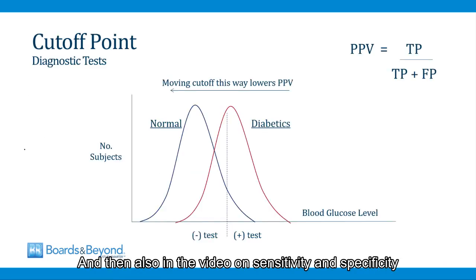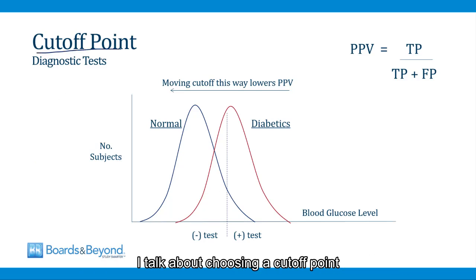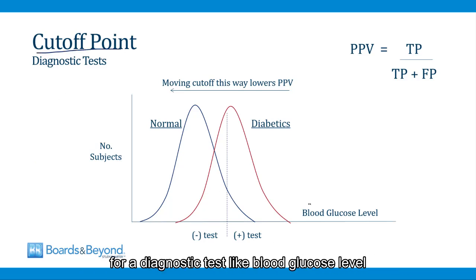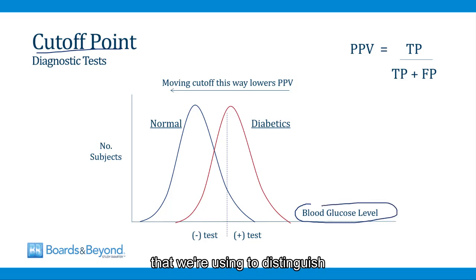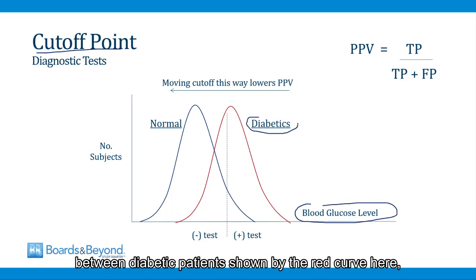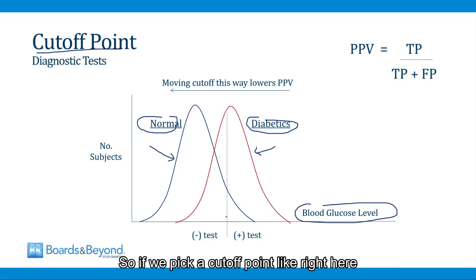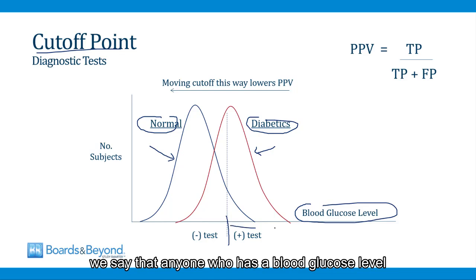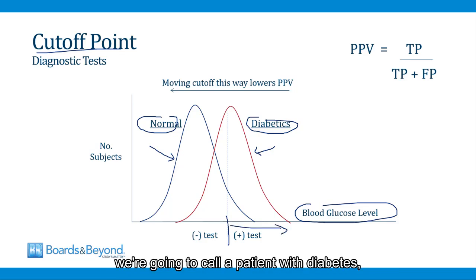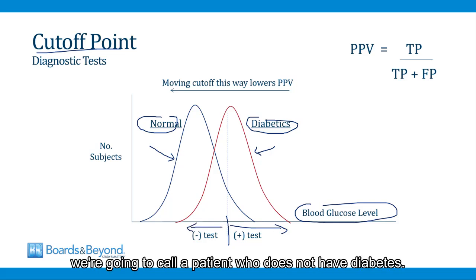And then also in the video on sensitivity and specificity, I talk about choosing a cutoff point for a diagnostic test like blood glucose level that we're using to distinguish between diabetic patients, shown by the red curve here, and normal individuals, shown by the blue curve here. So if we pick a cutoff point like right here, we say that anyone who has a blood glucose level above that cutoff point, we're going to call a patient with diabetes, and anyone below that point, we're going to call a patient who does not have diabetes.